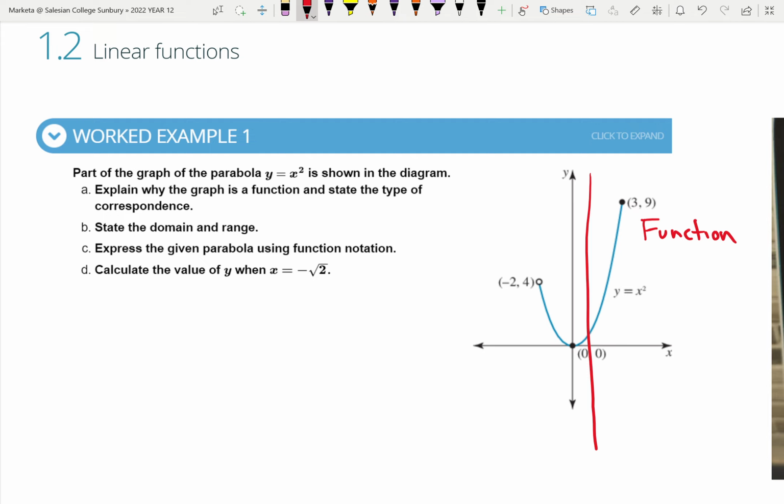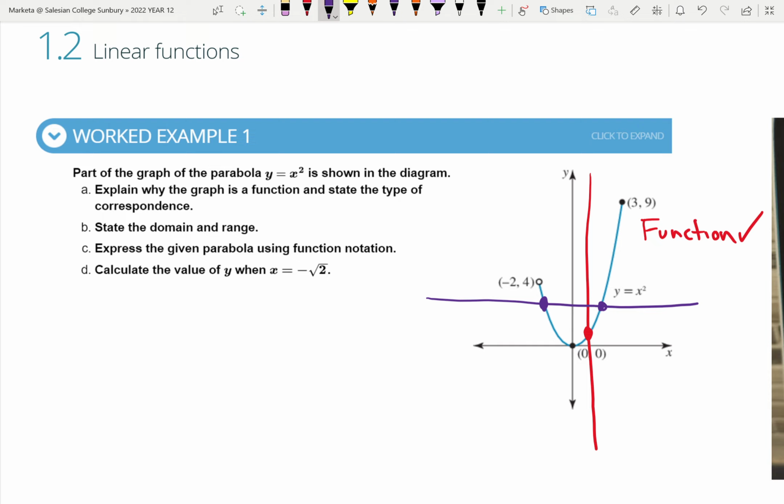So if you go with a vertical line, you can see it does cut it once. Whereas if you do a horizontal line, you can see it does not cut it once. So the vertical line test is for testing whether you've got a function or not. And in this case, yes, we do have a function. So while we're at it, we may as well see if it's a one-to-one function. And we can see, well, no, it's not a one-to-one function because it cuts twice.